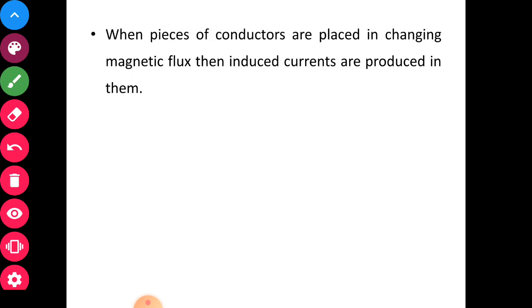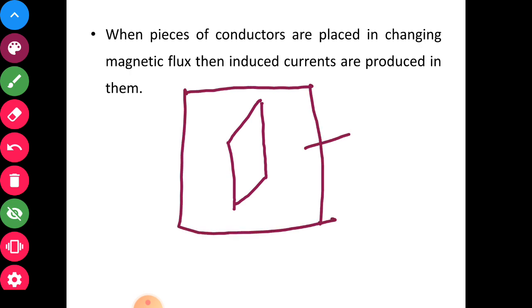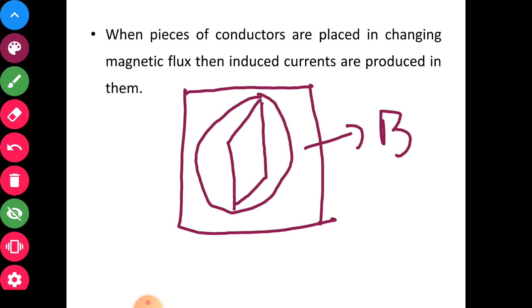Eddy currents. Whenever a piece of conductor is placed in changing magnetic flux, say for example you have some piece of metal, and here in the space the magnetic field, or we can say the magnetic flux, is changing, then what will happen? The flux associated with this metal plate changes, and due to that an induced current is produced.